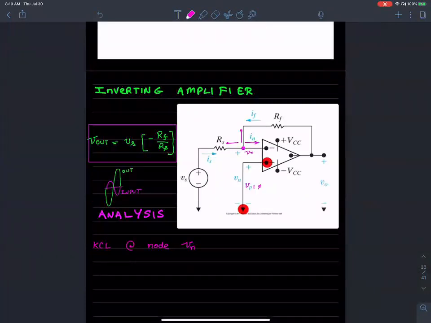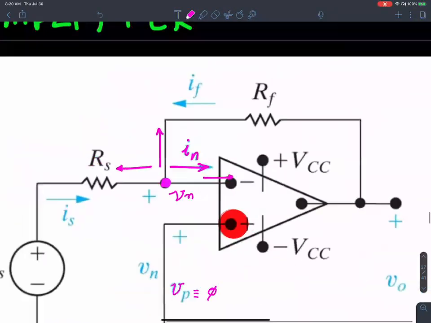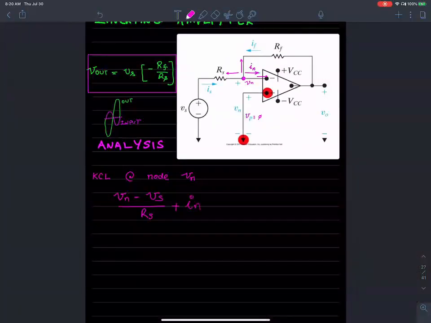The current going left is Vn minus Vs over Rs. So that's this guy. The current going to the left is Vn minus Vs over Rs. That's the current going left. What's the current going to the right? The current going to the right, into the negative terminal of an op-amp, is IN. So that's the current going to the right. Let me write it over here, IN plus. What's the current going north?